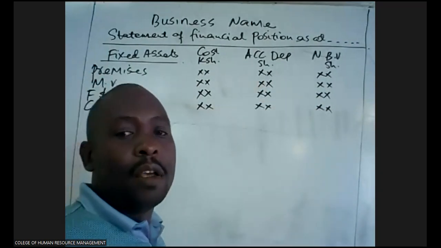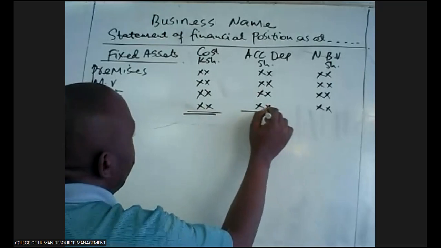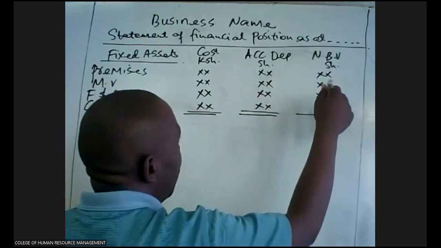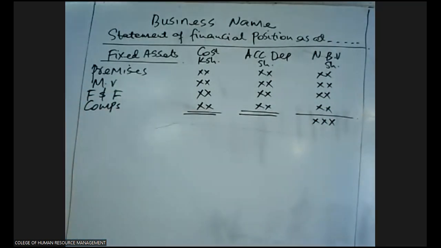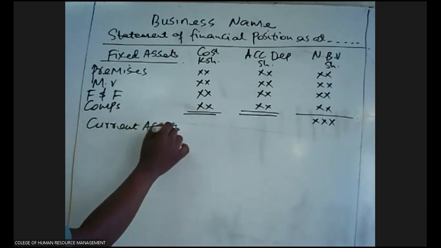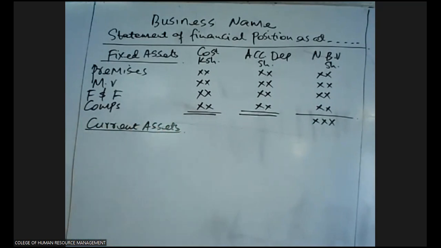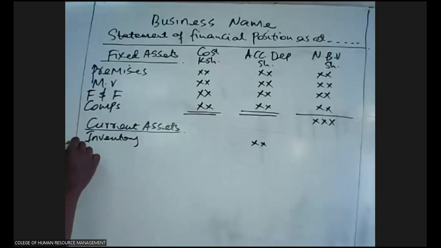After listing all of them as per the question, you don't need the value of the cost. We don't need the total of depreciation. All that we need is the net book value. That is what we shall add and get the total net book value of all the fixed assets. Once that is done, come below that and then capture the current assets, those assets that are short term. So here we have things like the inventory. You can list them there. Debtors or accounts receivable.